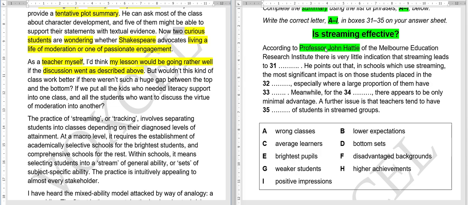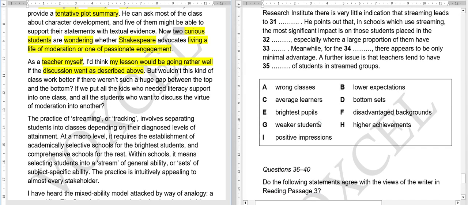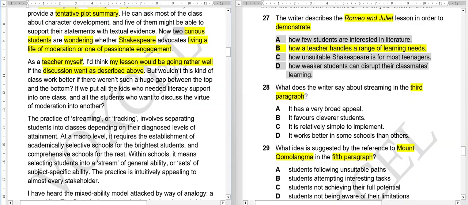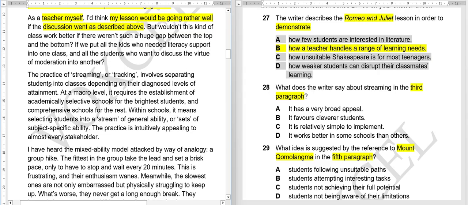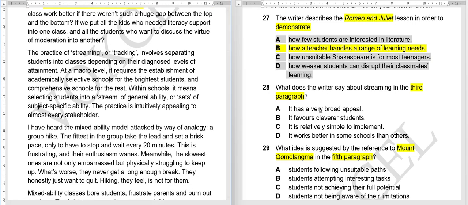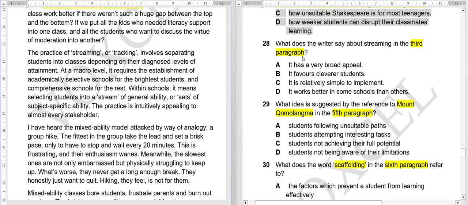Is there any mention of Professor John Hattie? No, there is no mention of that. So we don't have any answer in paragraph 2, because we know the 28th is in paragraph 3, so we don't have to worry about that. So this is our third paragraph. Now we will read the 28th question. What does the writer say about streaming in the third paragraph?